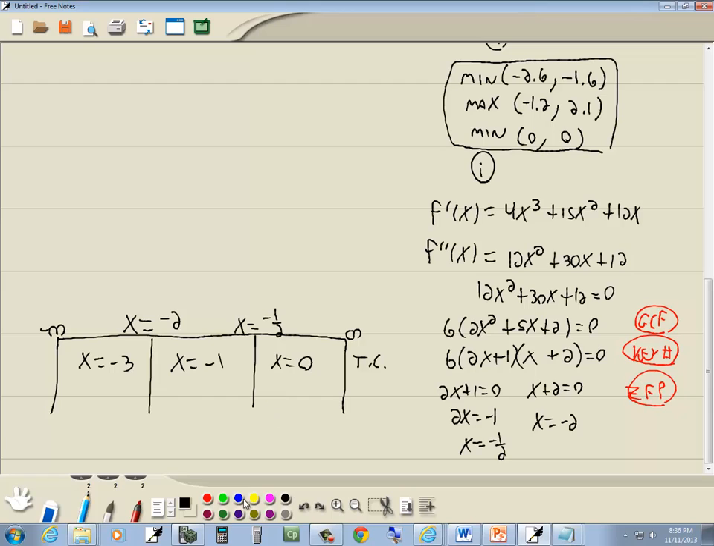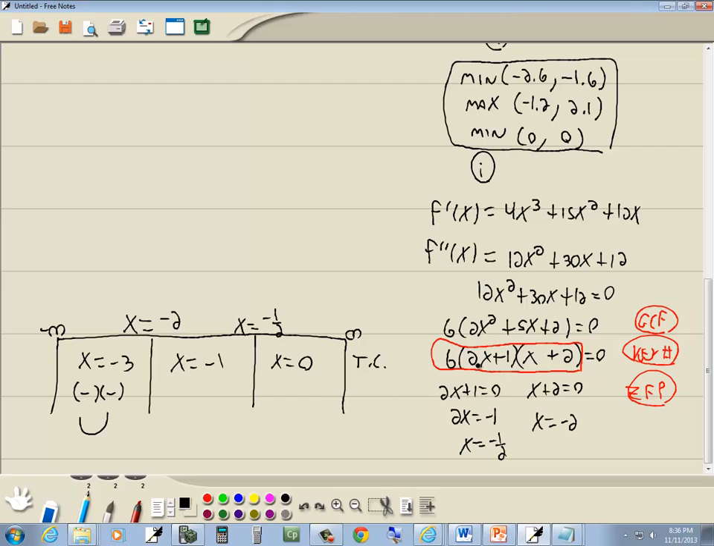Now we want to plug those into our second derivative. And factored form is perfectly fine to plug it in. You can do that right here. That way I don't have to use my calculator. 6 is always positive, so I don't have to worry about it. But if I plug in negative 3 for the x, 2 times negative 3 is negative 6 plus 1. That gives us a negative number. If I plug in negative 3 here, negative 3 plus 2 gives us a negative number. Negative times a negative is positive, which means this is concave up.